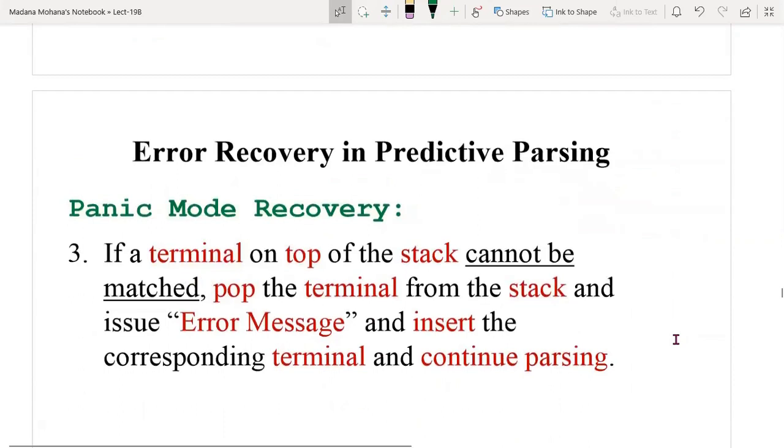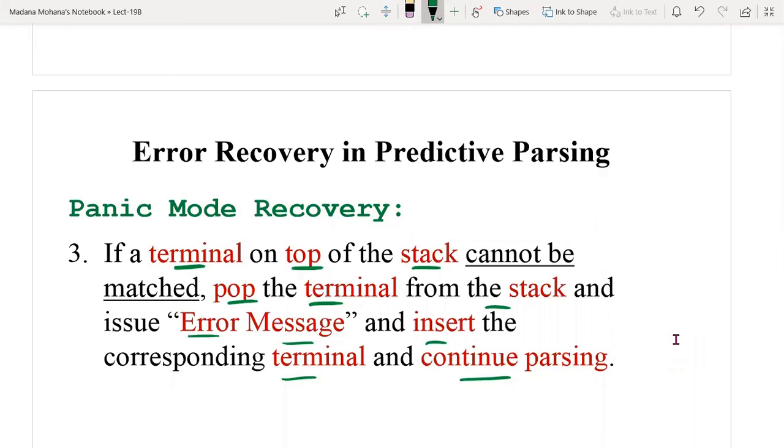Then the third method: if a terminal is on top of the stack and cannot be matched with the input, you have to pop the terminal from the stack, issue an error message, insert the corresponding terminal, and continue parsing. The corresponding terminal that occurred in the production can be inserted.